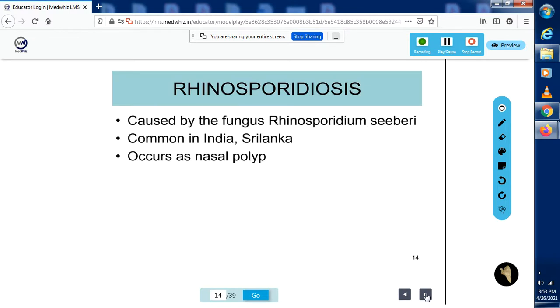Then coming to the second slide, that is rhinosporidiosis. Here also the etiology is infective. It is caused by Rhinosporidium seeberi. It's more common in India and Sri Lanka, and they present as nasal polyp.